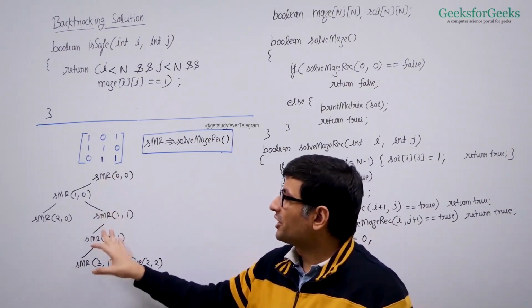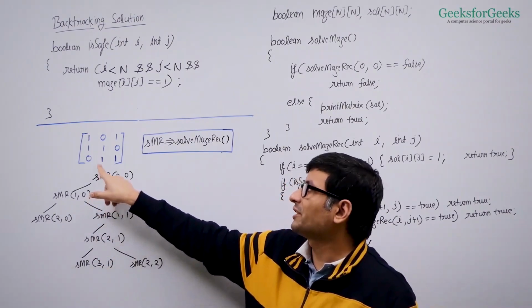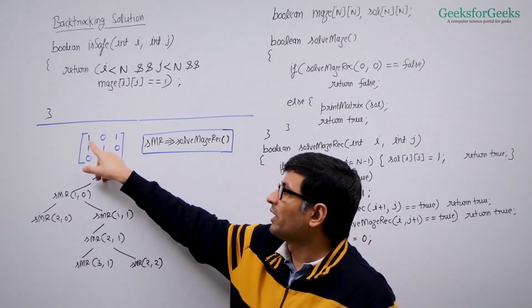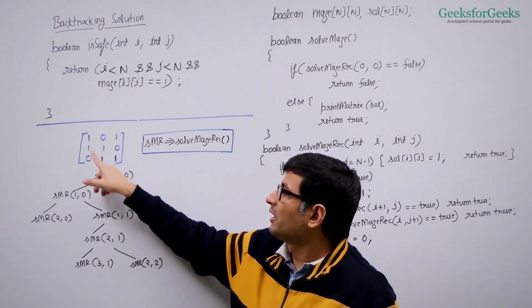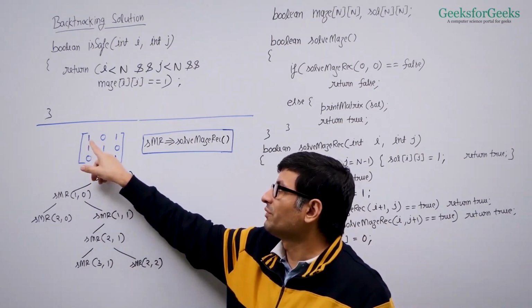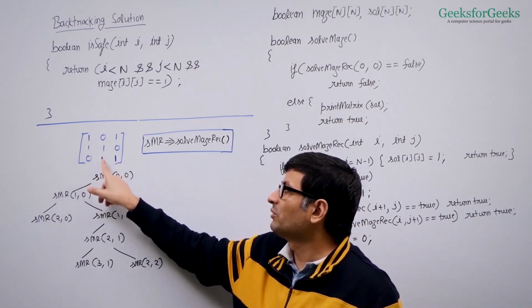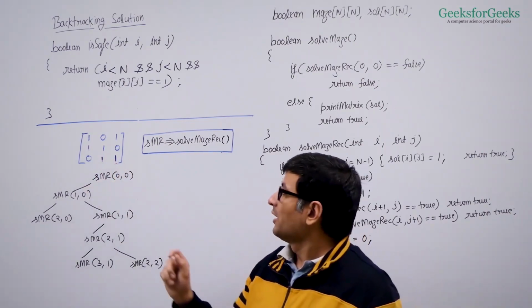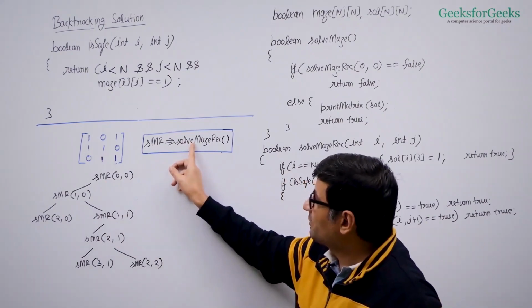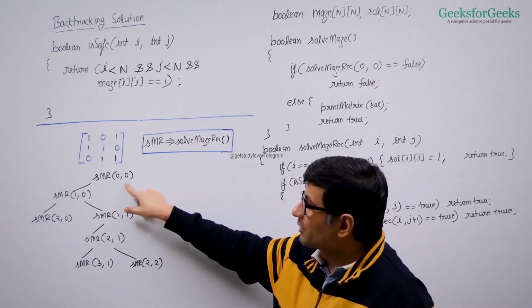I have drawn a recursion tree here for this example maze, and in this example maze we have this solution. We are at top left and we need to reach here using the below move and right move. So we first make the below move, then right move, then below move, then right move, and we reach here. In this recursion tree, I've used a shortcut SMR for solveMazeRecursive. And our initial call is for 0, 0.